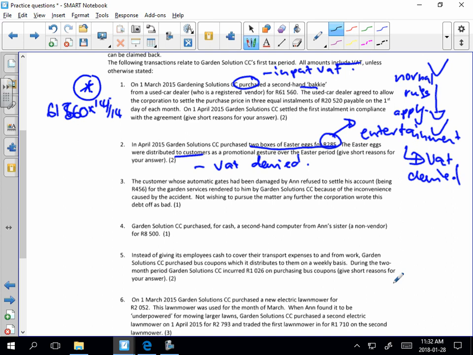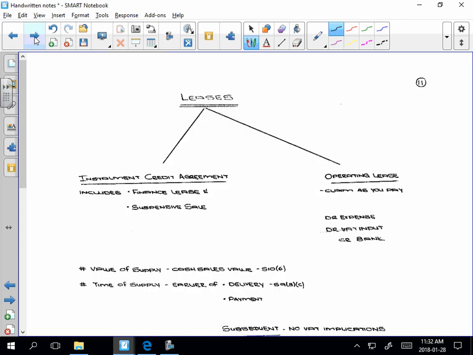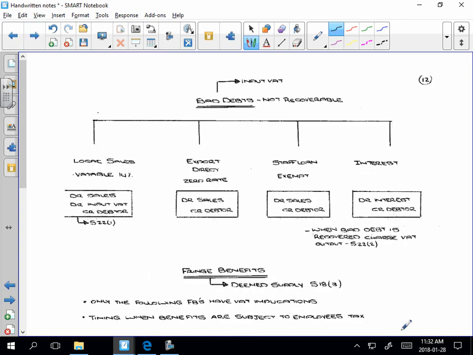A customer whose automatic gates have been damaged refused to settle his account. So this is a debtor, right? Refused to settle their account. We said, okay, let bygones be bygones. Therefore, we've done what? Written off the debt. Is this a bad debt? Yes. So if you're dealing with a bad debt, I need you to think along these lines, guys. You need to look at the underlying transaction. Was the underlying transaction VATable, exempt, zero rated? Was this a VATable transaction?